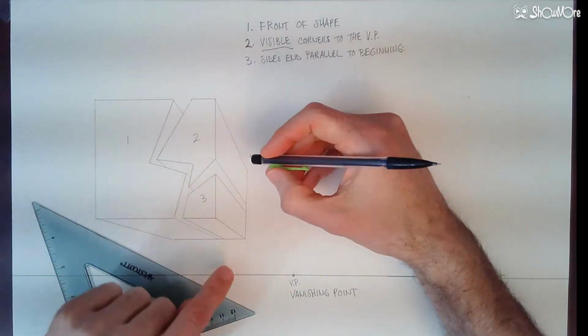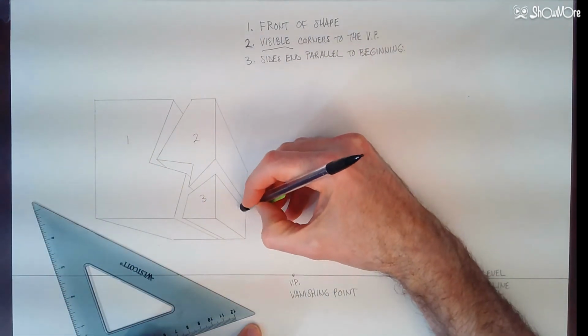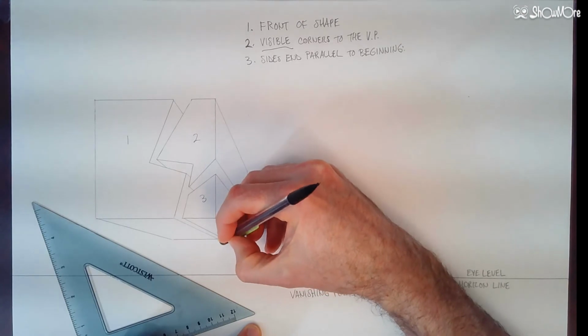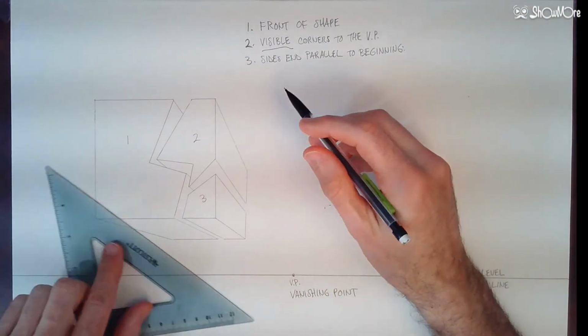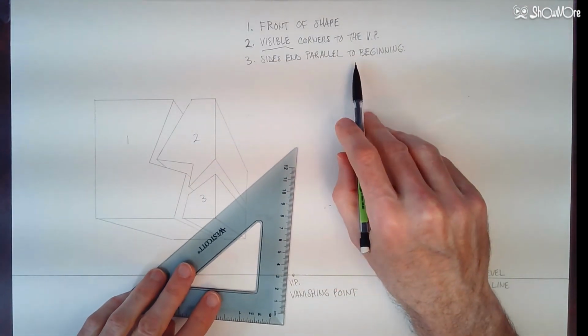Okay, so there's nothing in the front, which means there's nothing in the back. Nothing in front, nothing in the back. And then basically, sides end parallel to how they begin.